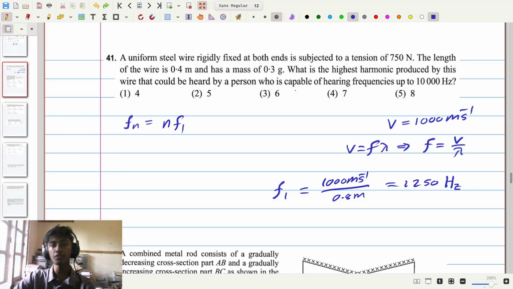Since they're asking for the highest harmonic, the best way to see which of these will be the highest one that's heard is to start from the highest one, or f8.